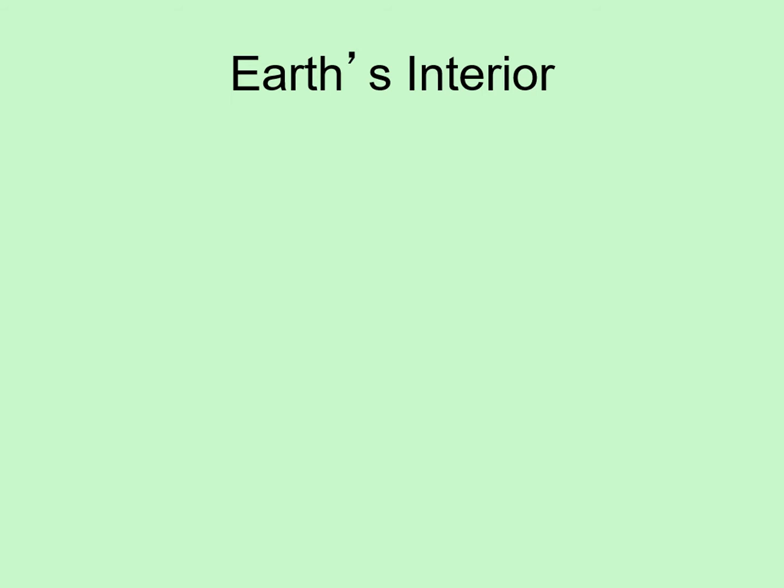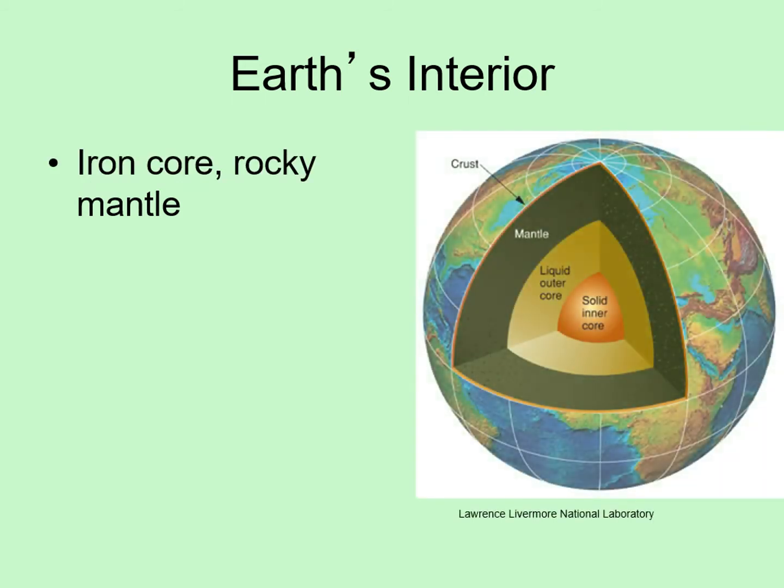Let's start our look at the Earth's surface by reminding ourselves of what the interior is like. The Earth is divided into a two-layer iron core surrounded by a thick mantle made of rock. The outer core is hot liquid iron. The inner core is even hotter, but the greater pressure squeezes the iron to a solid.